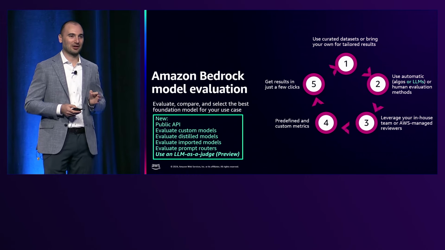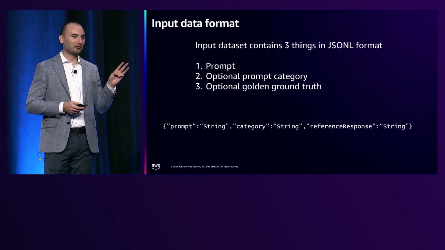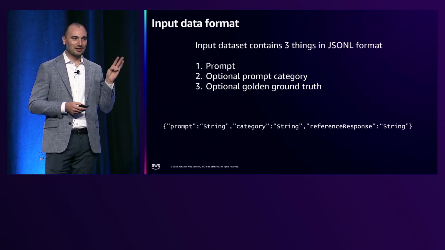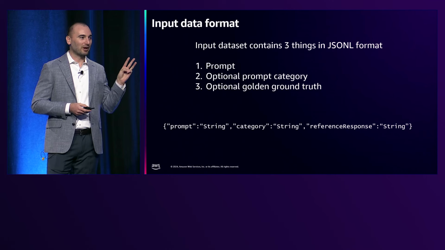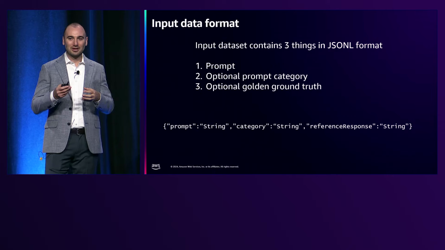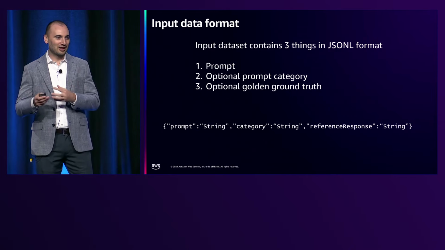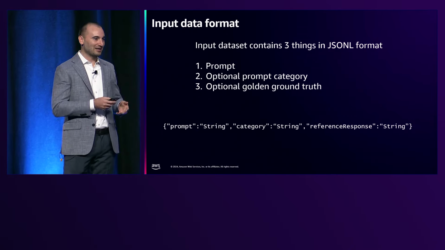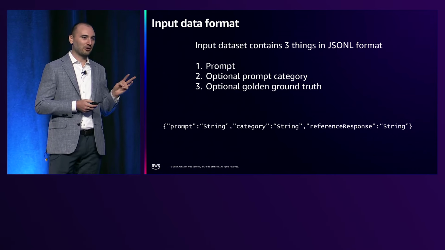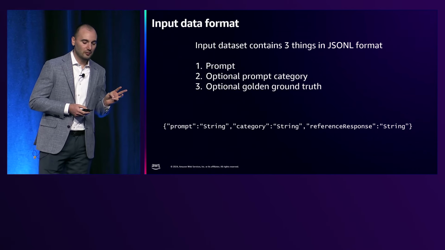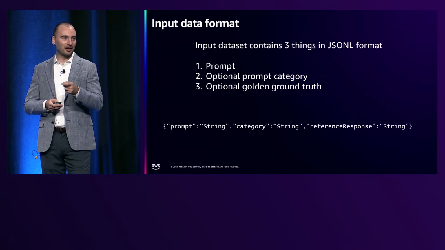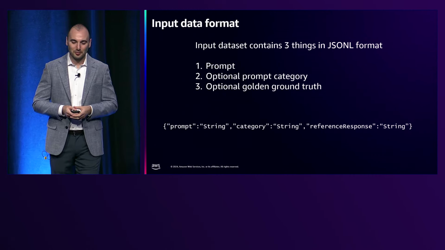Now, how do you actually get started? Your input format, if you're going to use our APIs or you're going to go into the console, you have three things in your format. You've got an input prompt, you've got an optional category, and that helps you sort through your data and understand the results better if you've got different use cases inside your data set. And then the third thing, in a lot of cases, even a ground truth response is optional. So that's it. It's a JSON-L file in your S3 bucket, and Hardik will show you how to do this here in a few minutes.